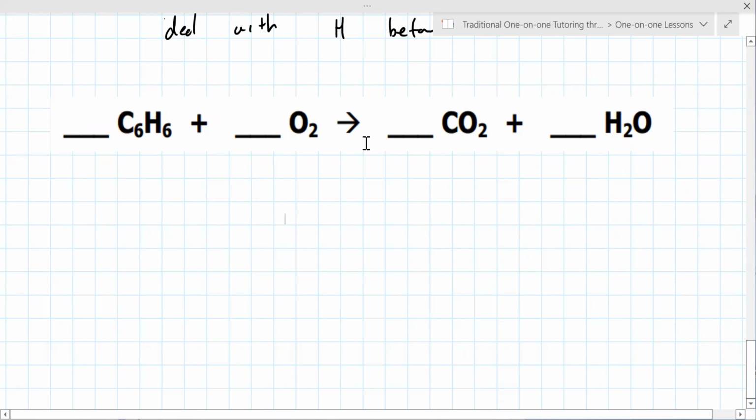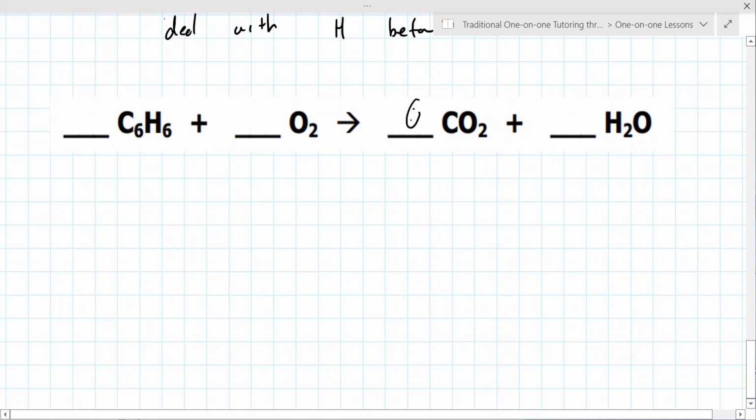But like the C and the C, that's good. And there's H and then H. So you just have to pick one to start with. You're either going to deal with the C first, or the H first. Which do you want to deal with? The C.